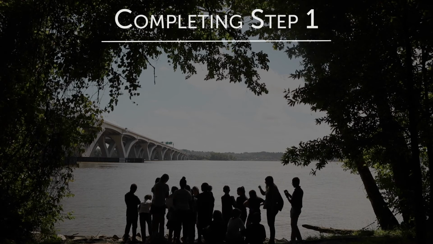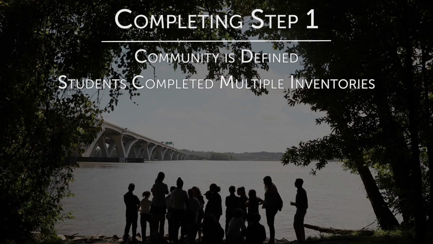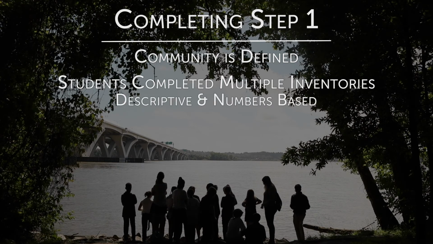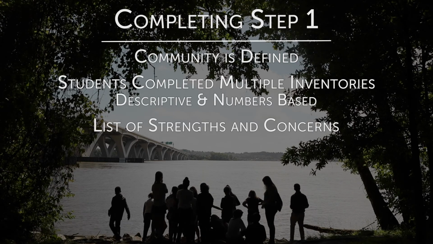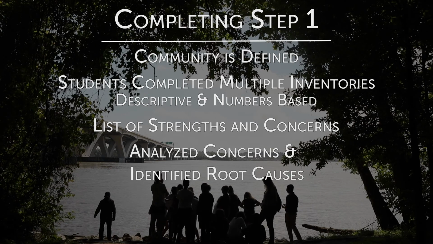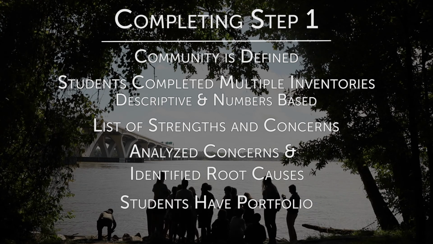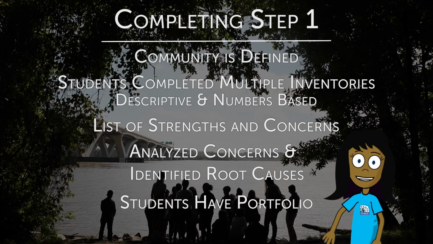You will know you've effectively completed Step 1 if the community has been defined. Students have completed multiple inventories, including one descriptive and one numbers-based. The inventories have resulted in a list of strengths and concerns. That list of concerns has been analyzed, and root causes kept within the community have been identified. Students have created a portfolio to save their work. Congratulations! You're ready to move on to Step 2, issue selection.